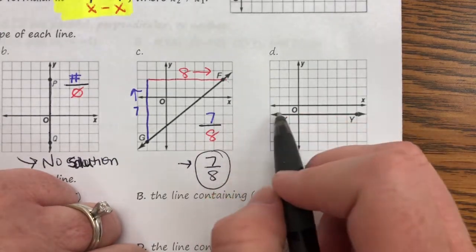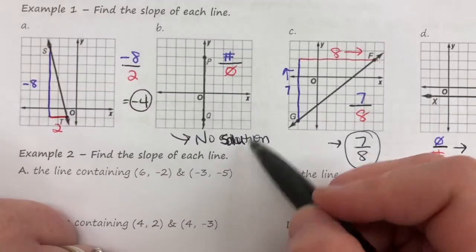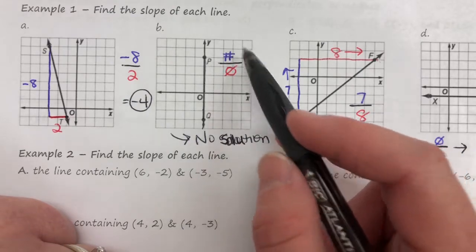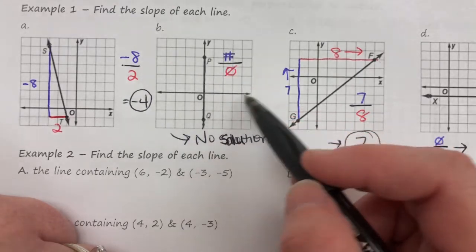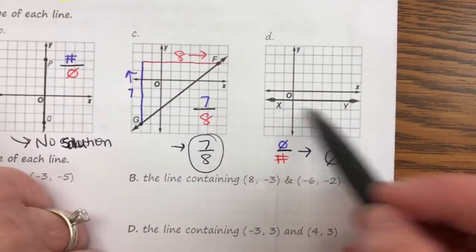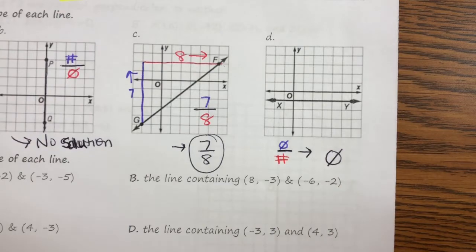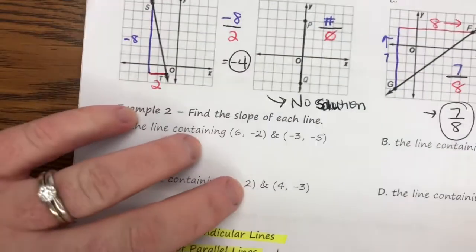So in short, a horizontal line always has a slope of 0. A vertical line doesn't have a slope. It doesn't exist. There's no solution. There's no slope because it can't have 0 on the bottom. But a horizontal line can have 0 on the top, and it is just 0. Hopefully that is clear to you guys.